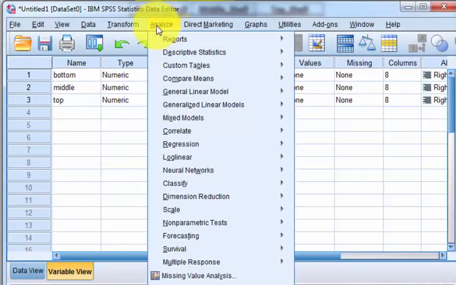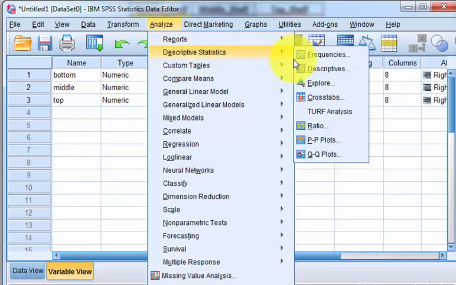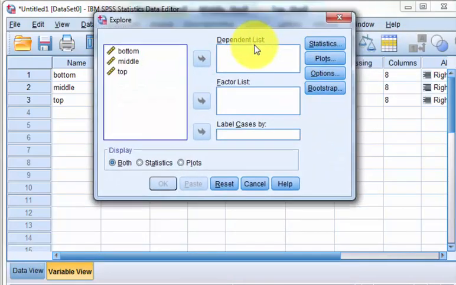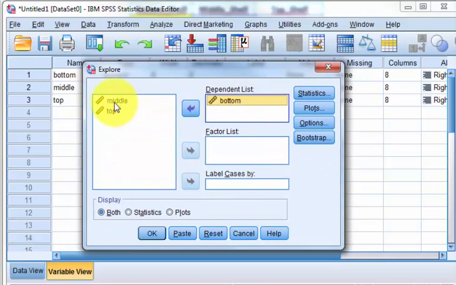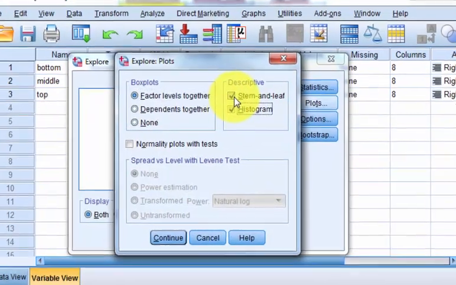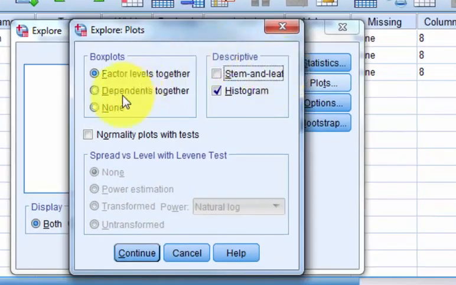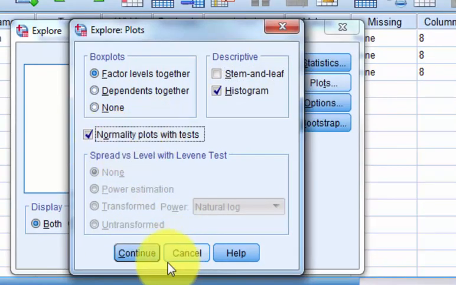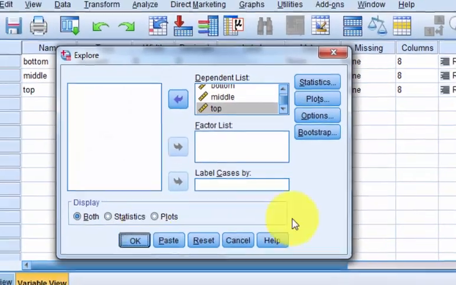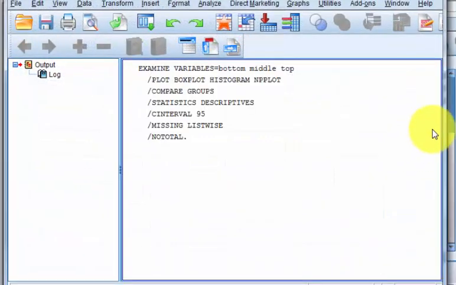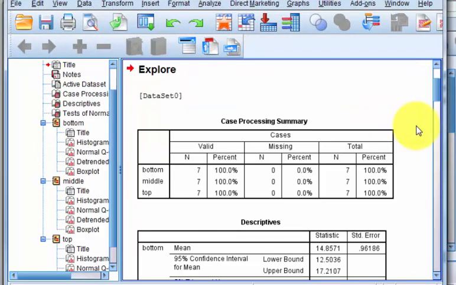And then we're going to go to Analyze, Descriptives, Explore. Put all 3 of them in there. And we want plots. Don't use the stem and leaf anymore. Normality plots with test. That's the main one. It's going to give us the Kolmogorov-Smirnov output. And here they come.